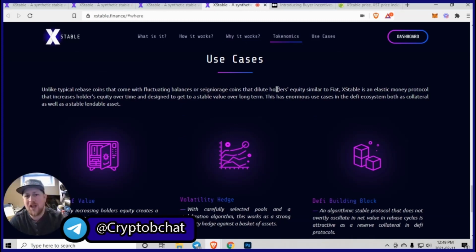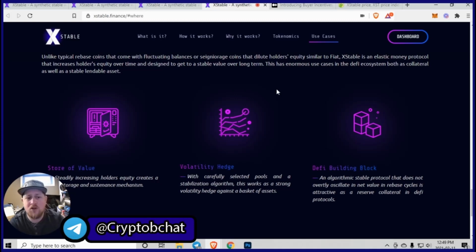So if we look at use cases, which is important, guys. Unlike typical rebase coins, which come with fluctuating balances, or seigniorage coins that dilute holders' equity similar to fiat, so basically like an inflationary model, XSTABLE is an elastic money protocol, guys, that increases holders' equity over time. There's those words again, increases holders' equity. I like the sound of that. And it is designed to get a stable value over the long term.